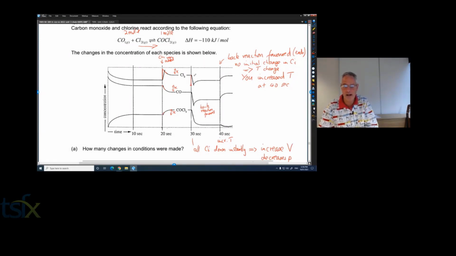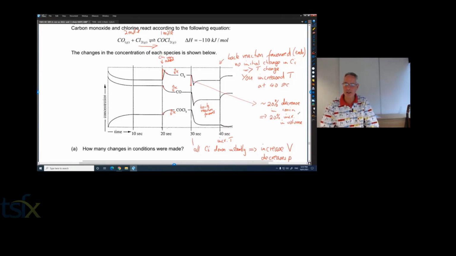Now, just looking at that graph, that is roughly about a 20% decrease in concentration, which I would say implies about a 20% increase in volume. So it might have gone from, say, 100 mils to 120 mils. That would explain why the concentration has dropped by 20%.